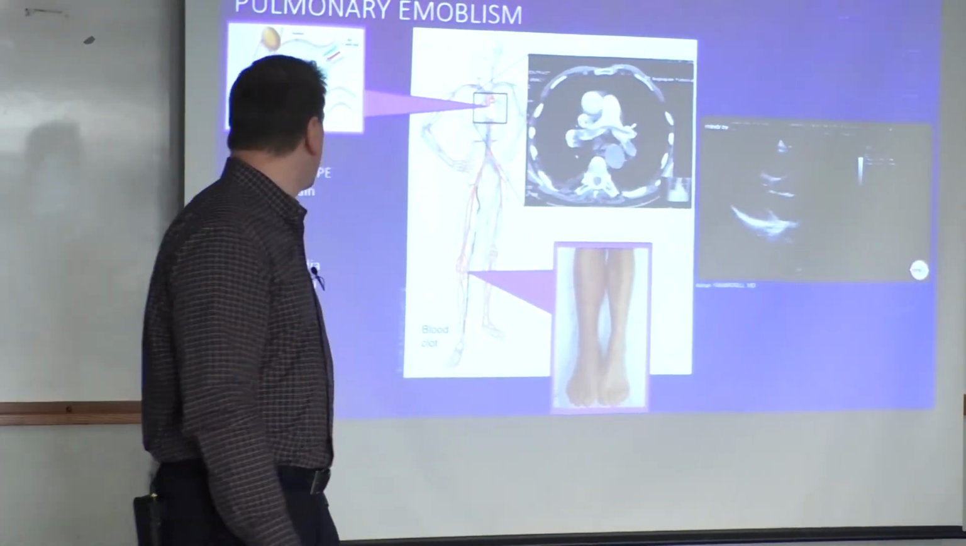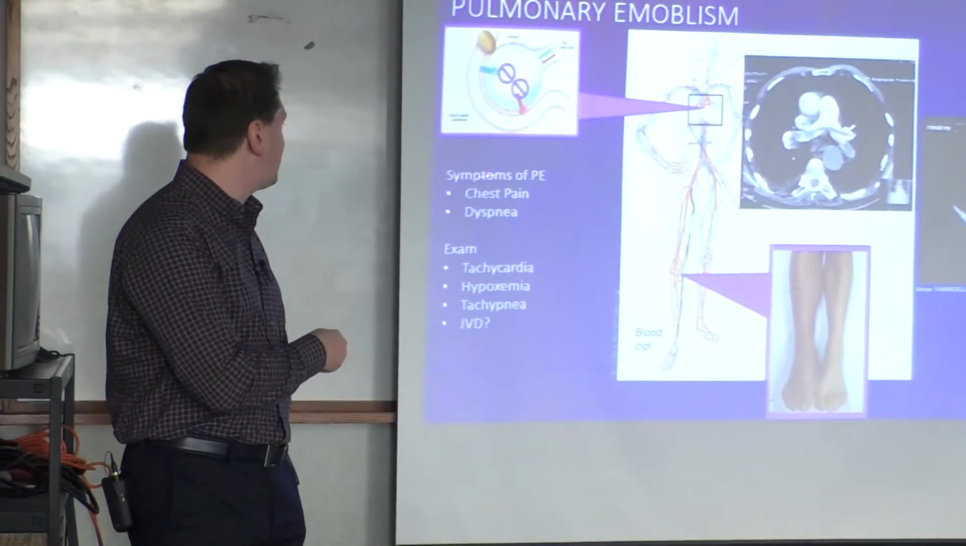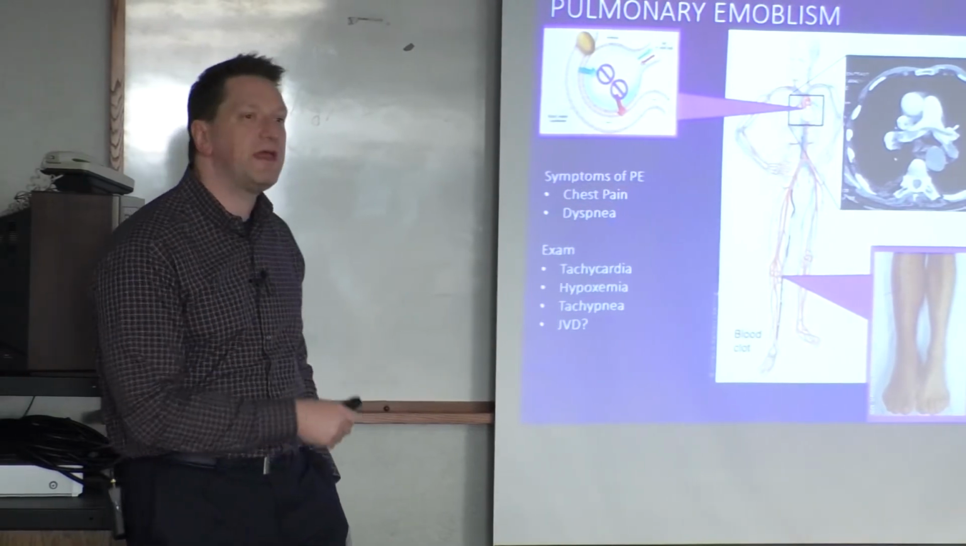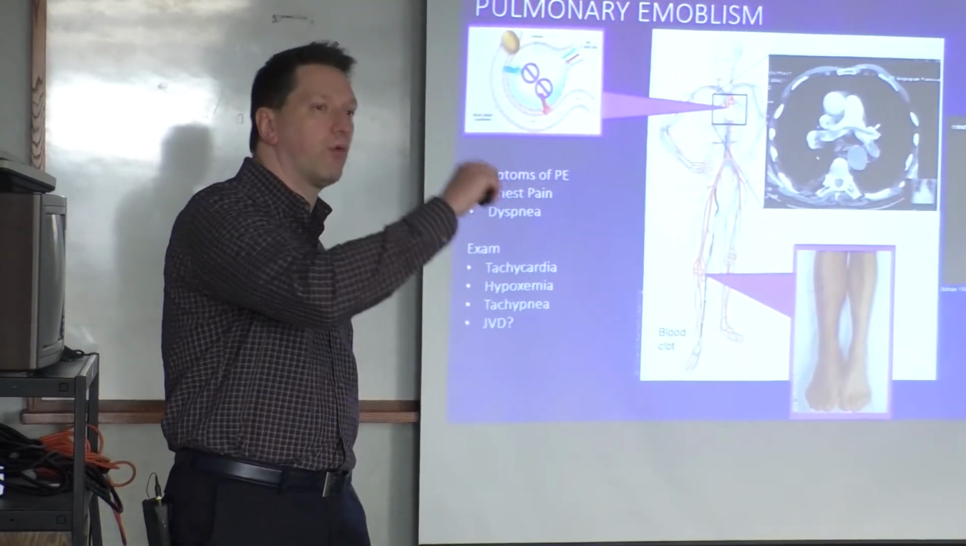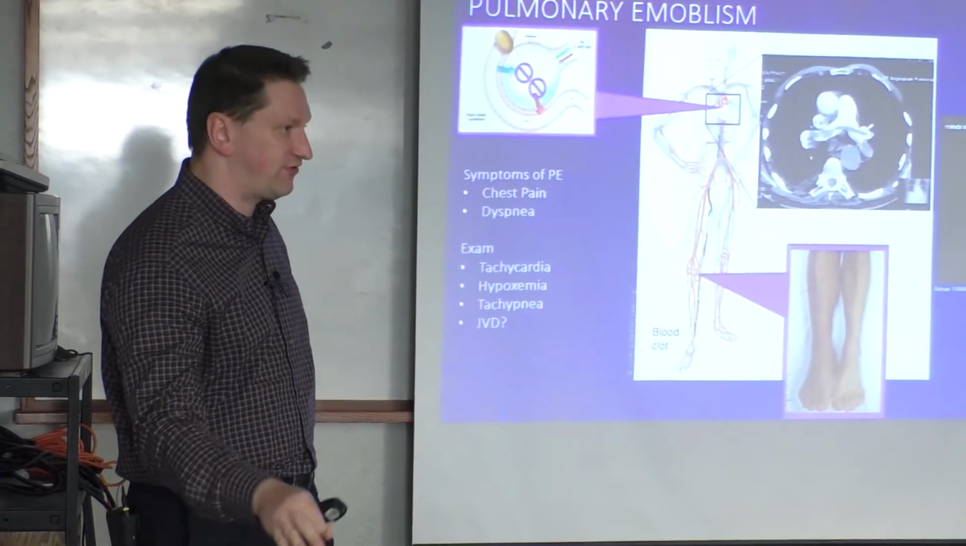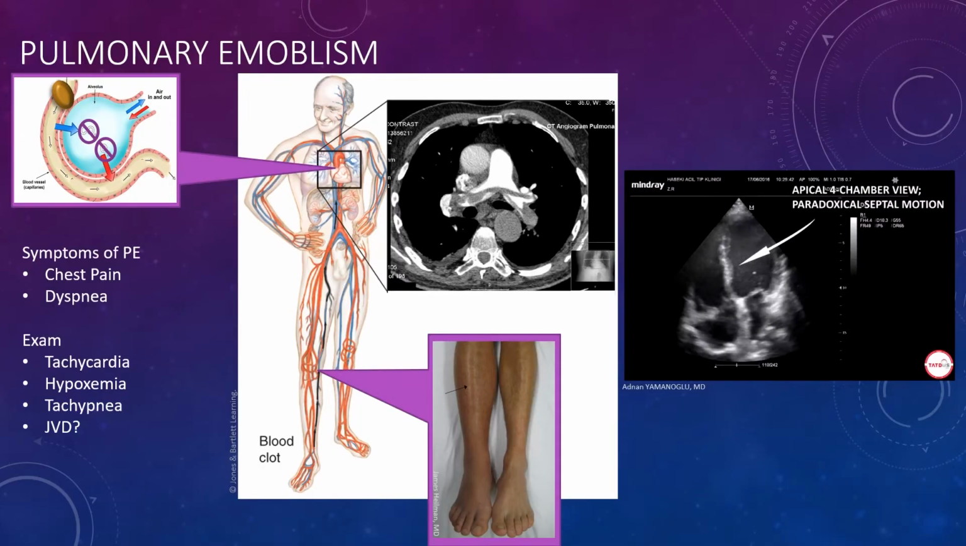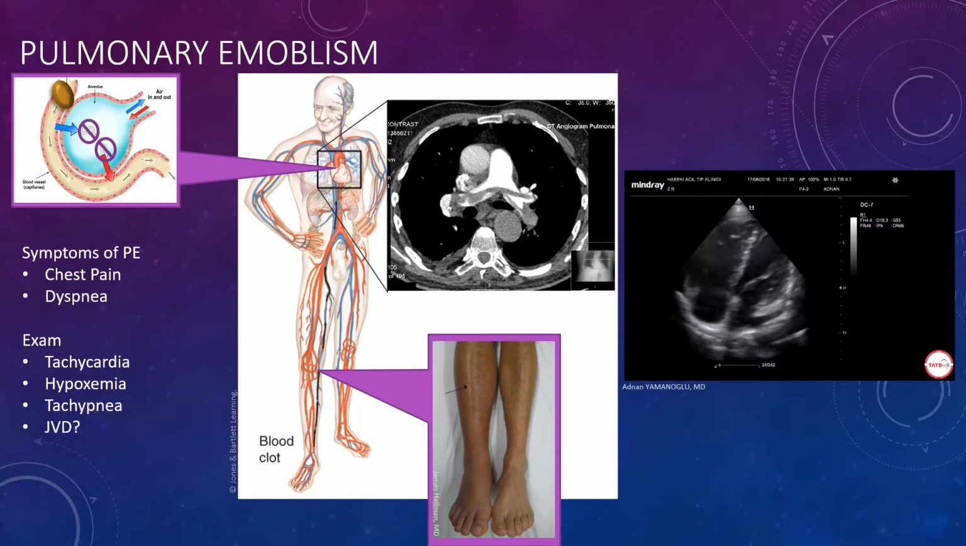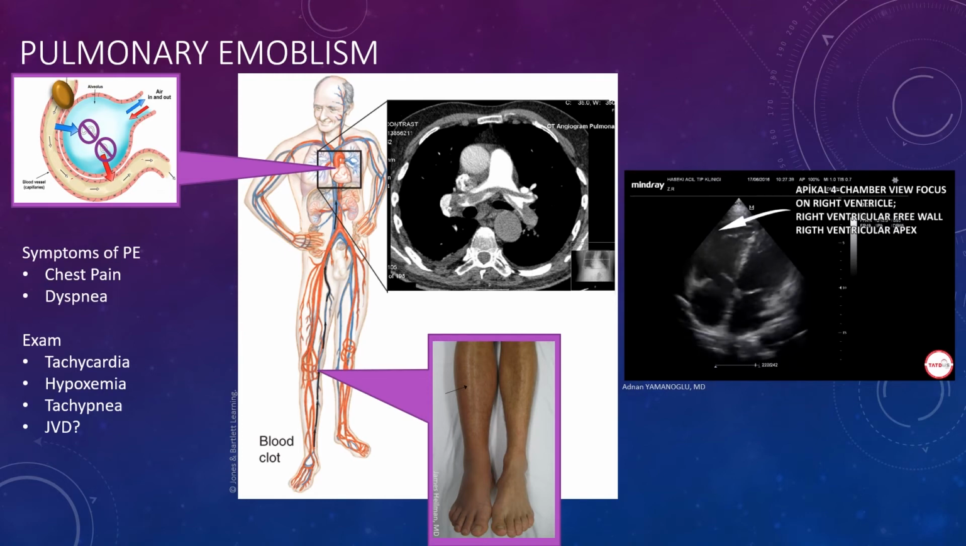Pulmonary embolism, the symptoms are chest pain and dyspnea. Ironically, the chest pain is usually only with the very worst and the very best PEs, okay? So only the little bitty ones and the big giant ones. The ones in the middle do not hurt. They just cause profound shortness of breath.